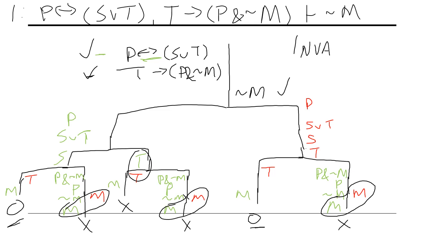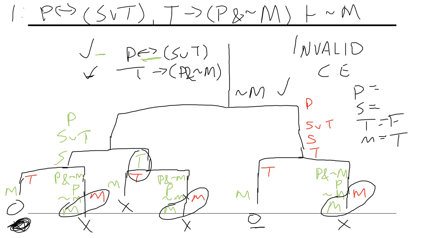And since it is invalid, we need a counterexample. And for our counterexample, we need each letter. So we've got P, S, T, and M. I'm just going to look at this first branch all the way on the far left here. I can see M is on the left-hand side, so that'll be true. T is on the right-hand side, so that's false. S is on the left-hand side, so that's true. And P is on the left-hand side, making it true. So there is the first one.